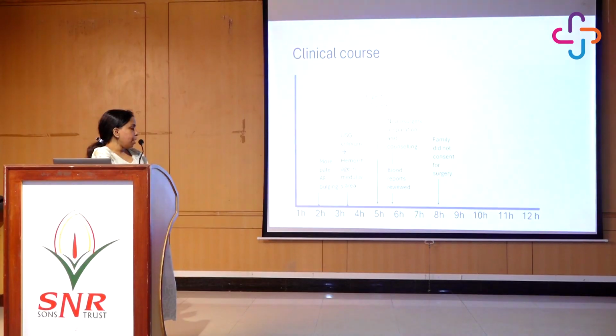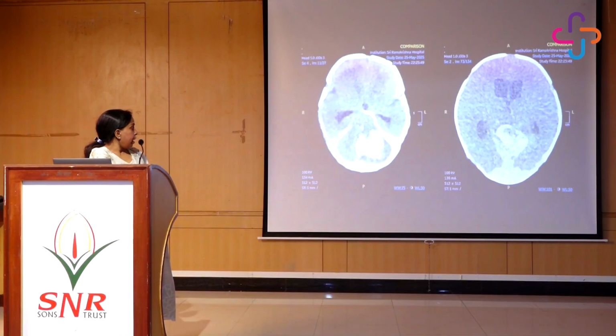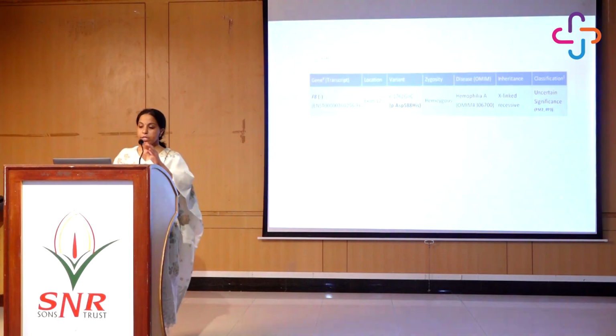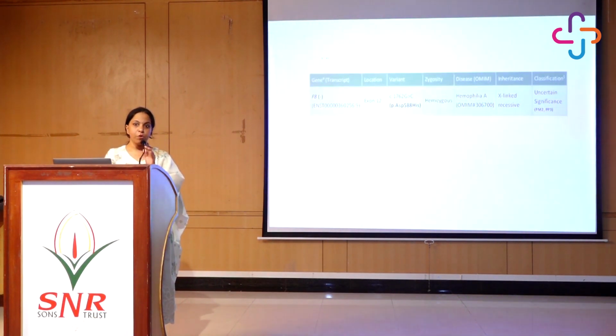Family did not consent for surgery because of the outcomes. It was a medullary hemorrhage and he was already comatose for almost 6 hours now. By 12 hours, we decided to send genetic testing for them. So this is a hemorrhage which is in the posterior fossa. The genetic workup showed this to be a case of hemophilia A. Though this is a novel mutation, it was a case of hemophilia A.